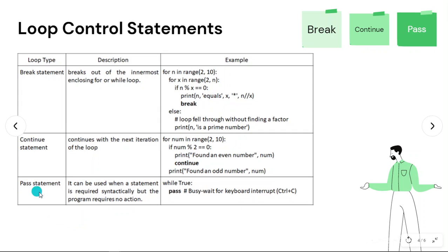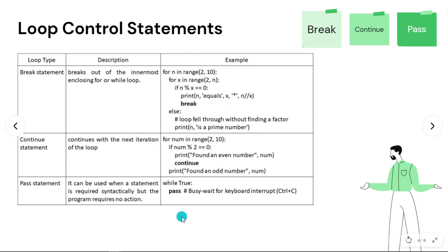Similarly, we also have the pass statement. The pass statement performs nothing, but it's used as a placeholder. We can implement the pass statement when we write some core code, don't implement some part of the code, and want to implement it in the future. At that time we can write the pass statement there.